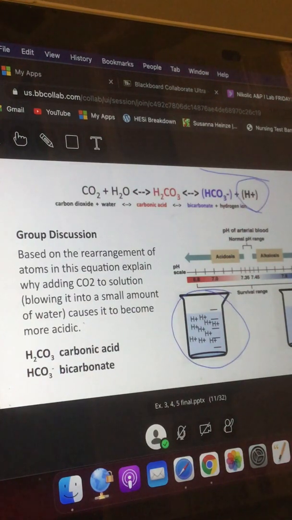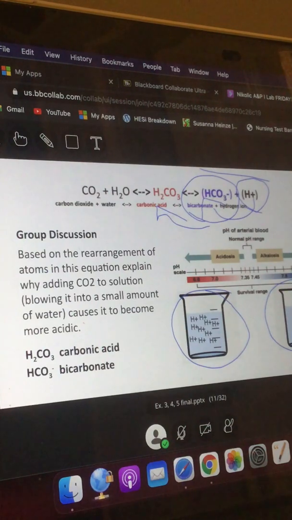Just the hydrogen. So again, the reason why carbonic acid is acidic is because it has that extra hydrogen, right? And the reason why bicarbonate is a weak base is because it can pick up that hydrogen. And then we have this scenario where I have less hydrogen in solution. Okay, so that's what we see here.